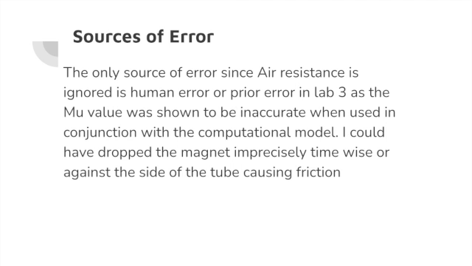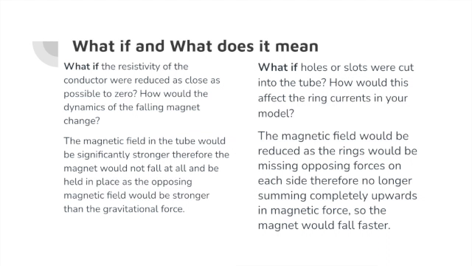Sources of error. The only source of error since air resistance is ignored is human error or prior error in Lab 3, as I obviously didn't get the mu value correctly. I could have dropped the magnet imprecisely time-wise, or I could have dropped it against the side of the tube. I actually did this multiple times, so I actually did have a source of error for this, but I mean, it's over now.